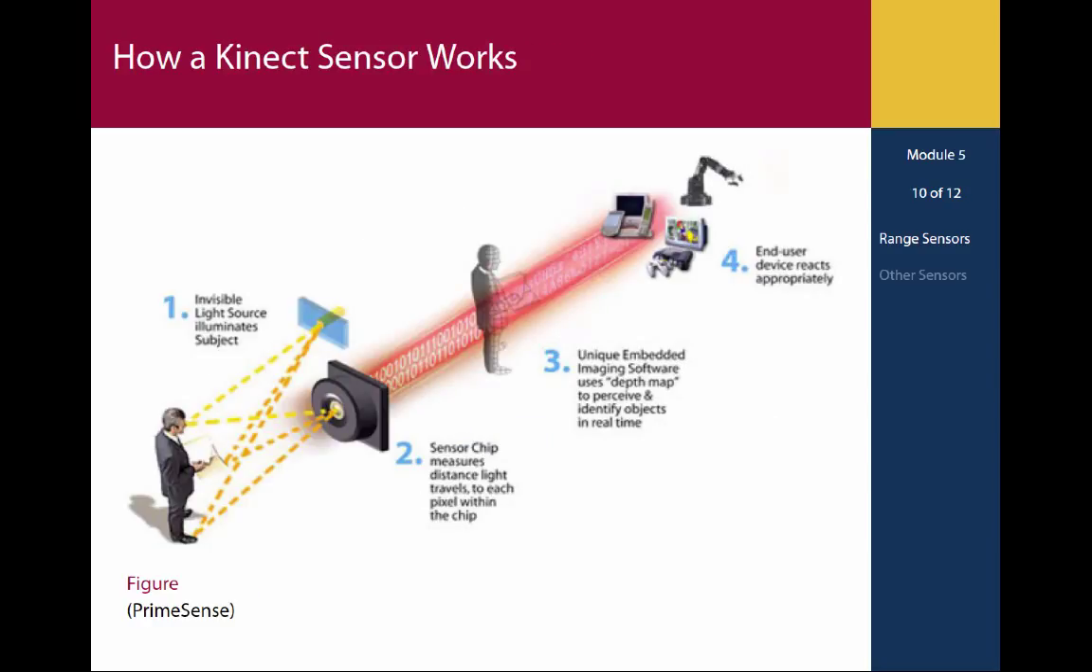Another type of range sensor are Kinect type sensors. People are familiar with these from Xbox game consoles. What they consist of is an invisible light source that illuminates our object. It puts a grid of infrared dots on the surroundings. We then use a camera that measures the distance to each of these infrared dots. Using some software, we can then build a 3D depth map of our environment. That's how these types of sensors work, and they can be used in robotics applications as well.